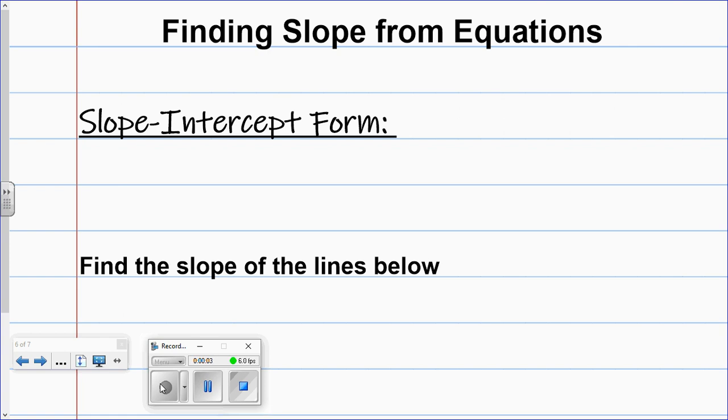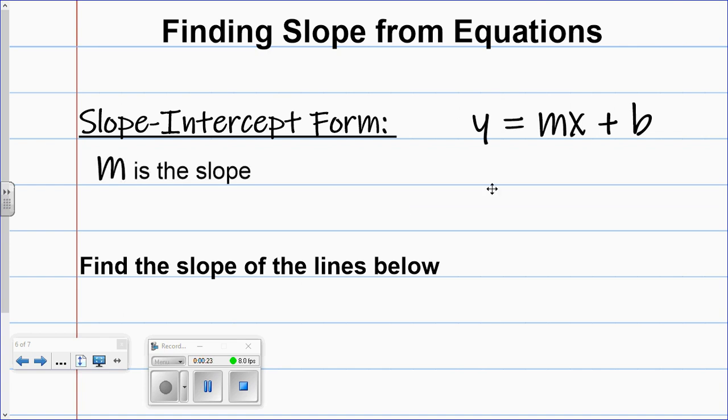Alright, let's just do a refresher on how to find slope from equations of a line. So remember, there's two types of forms that you studied when you were in algebra. One of them will be slope-intercept form, and remember that is y equals mx plus b, where m is the slope of the line and b is the y-intercept.